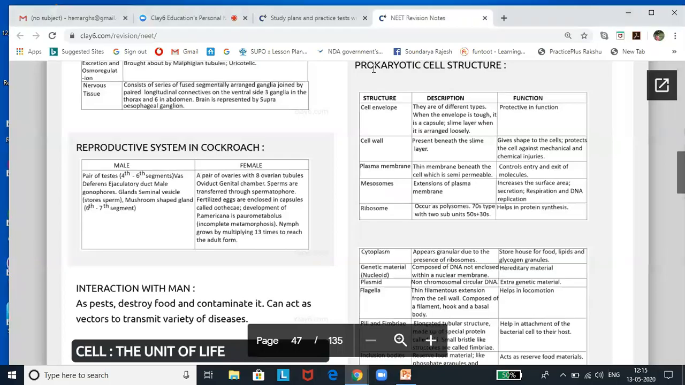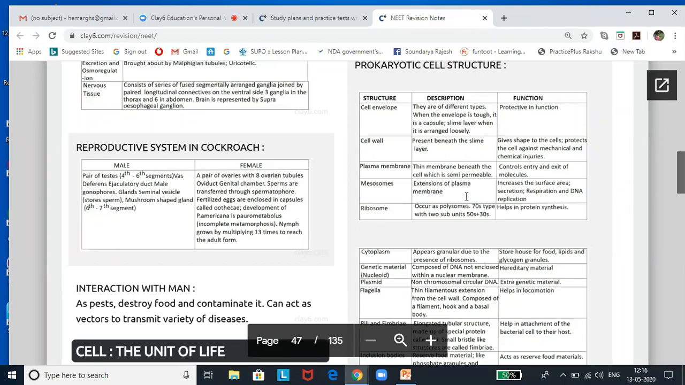If we look at the subunits, you might be thinking it has got 50S and 30S subunits. What is that 50S and what is that 30S? These are the subunits, and S is to do with the Svedberg unit, named after the discoverer.